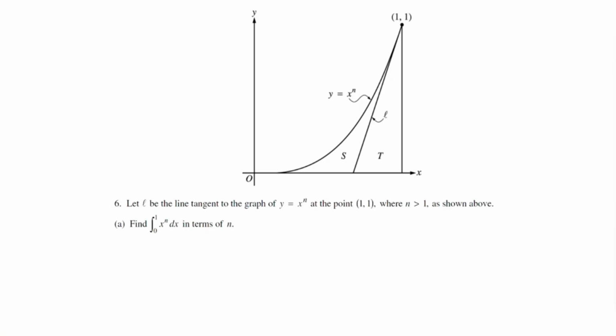All right, this is question number 6 from the 2004 Form B AP Calculus AB exam. This is another area and volume FRQ, the second one in this year. It's a little bit different though. We have L is a line tangent to the graph of x to the n at 1, 1, where n is greater than 1. Right?